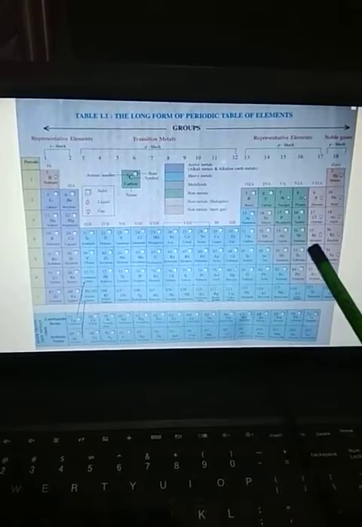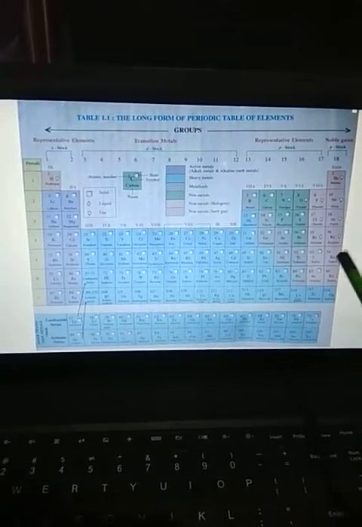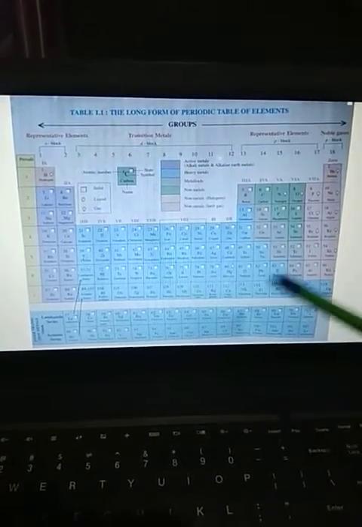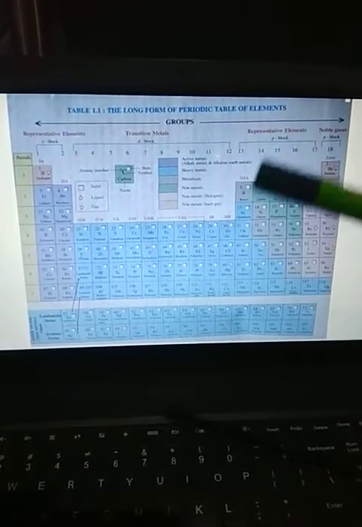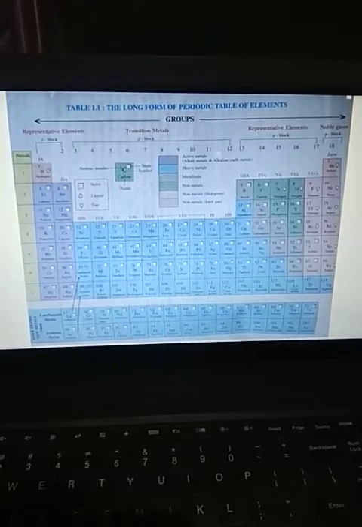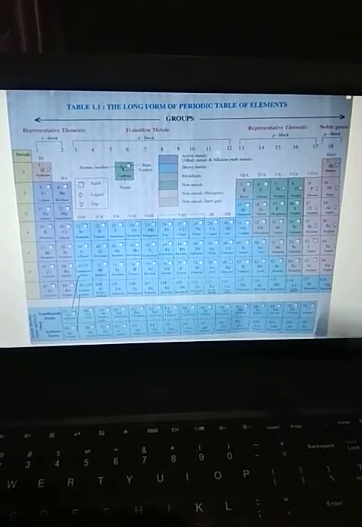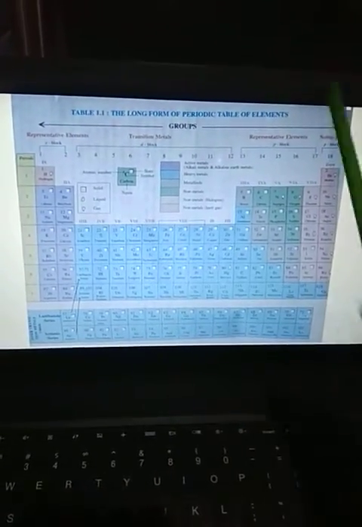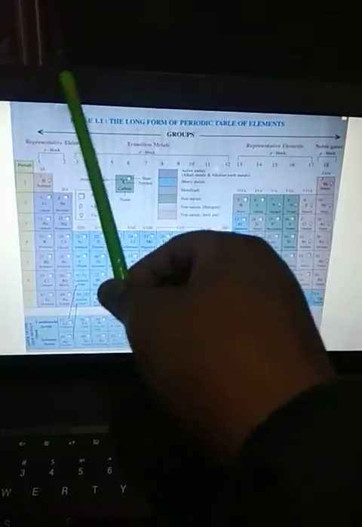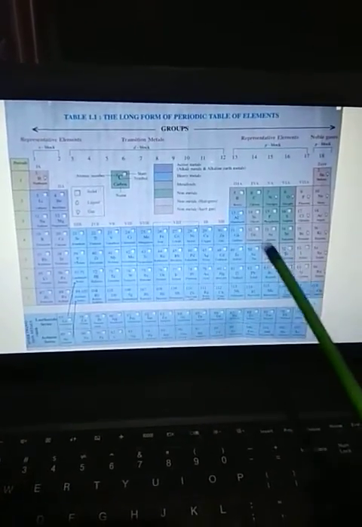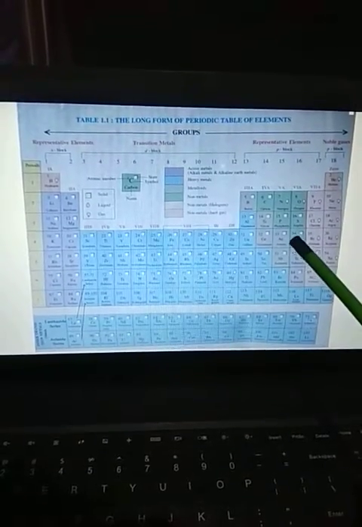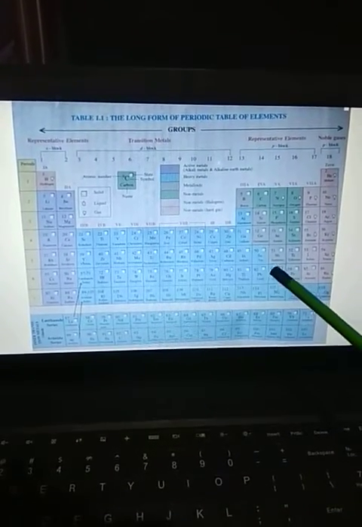Hello students, in our last class we have started the chapter periodic table and we have seen the important laws that led to the discovery of the modern periodic table. Today we are going to study this periodic table that we are talking about. This is a periodic table and it is called the long form of the periodic table. In this we have to understand a few important terms.